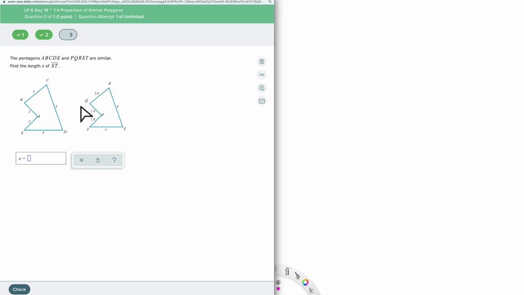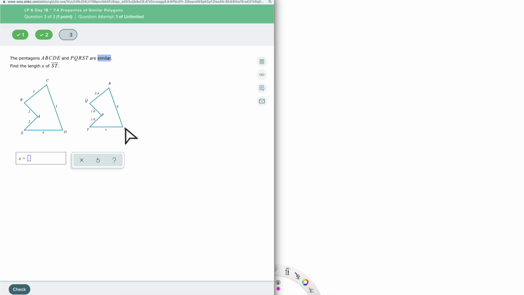Okay, so the pentagons ABCDE and PQRST are similar. So we know that they are the same shape. We don't have to worry about whether or not they're the same shape. And they do have corresponding sides. If they are similar, all we're doing is making one larger or smaller. That's all we're doing. So find the length of X.